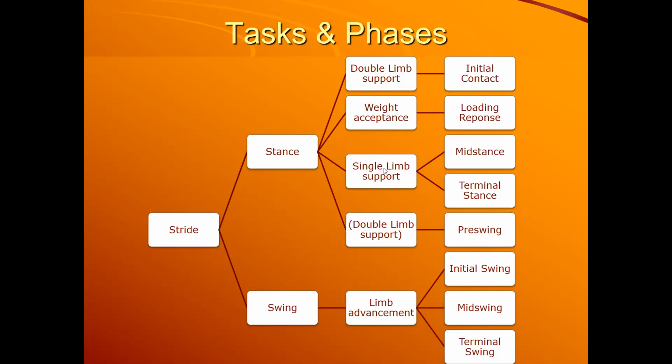Now let's keep going to single limb support. And now we're at mid stance. So now the stance leg is directly under the body, and 100% of the body weight is on that one leg. The other leg is in mid swing at this point.